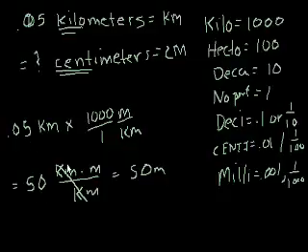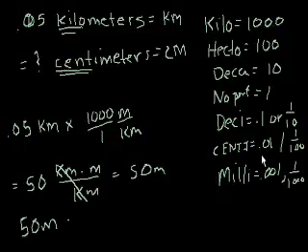So let's get back to the problem. 0.05 kilometers is equal to 50 meters. We're not done yet. Now we need to convert those 50 meters into centimeters. Well, we can do the same thing. 50 meters times how many? So what's the relationship between meters and centimeters?